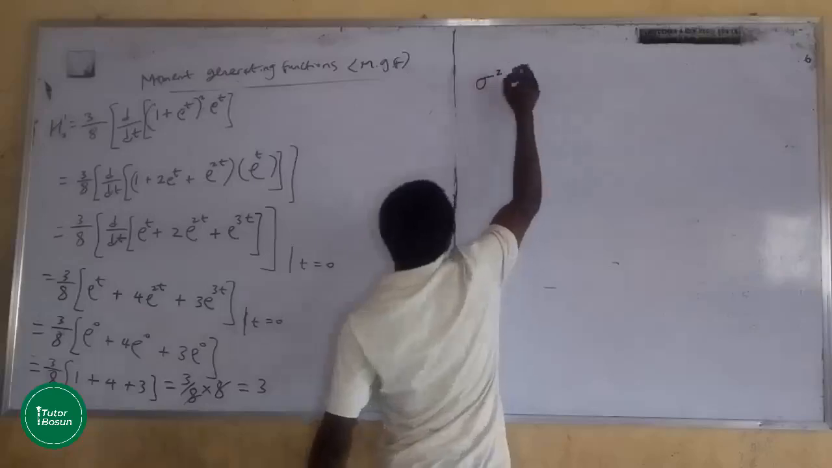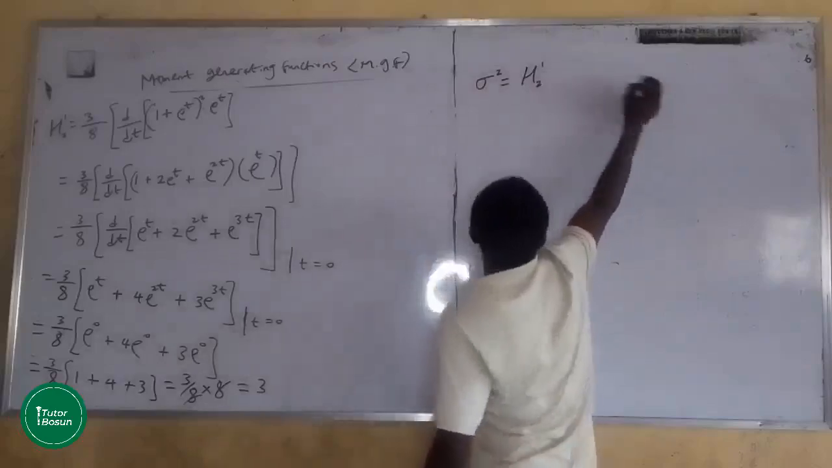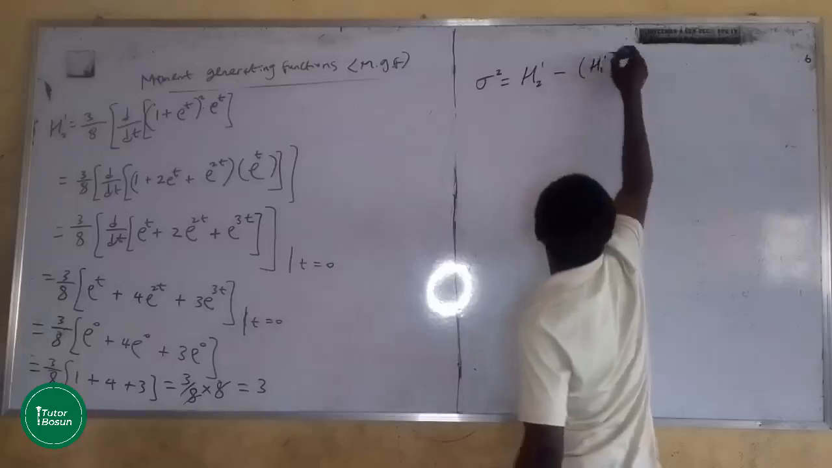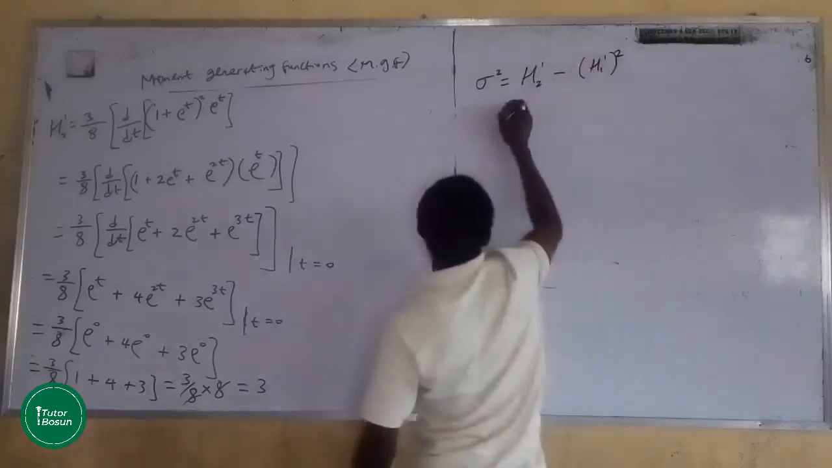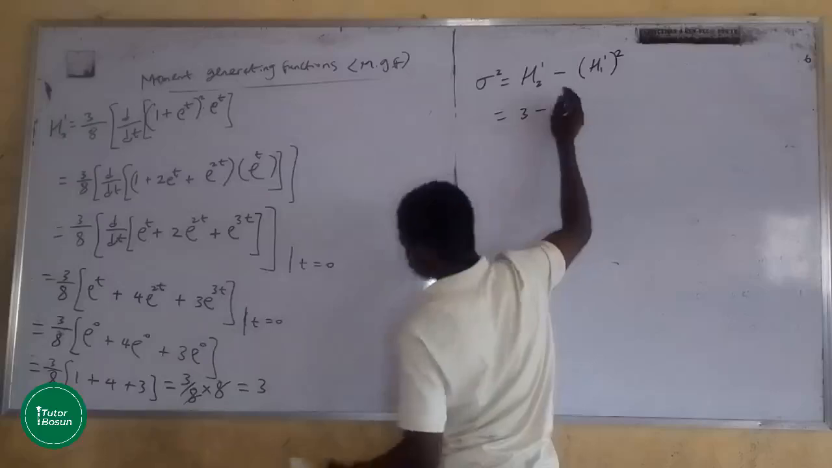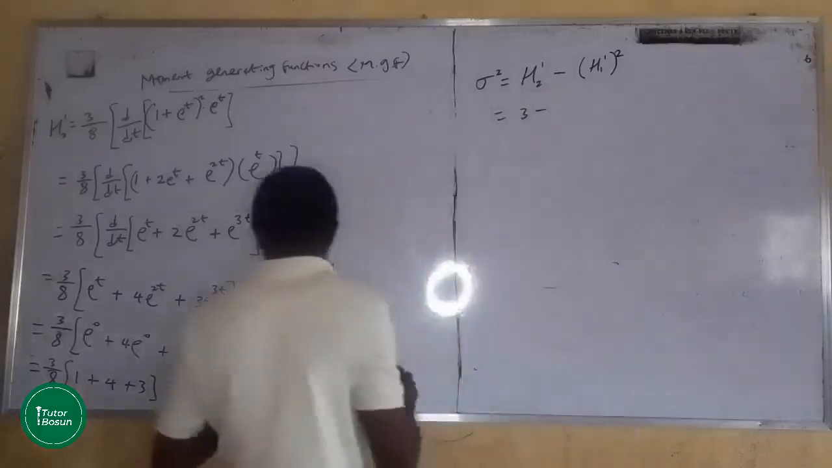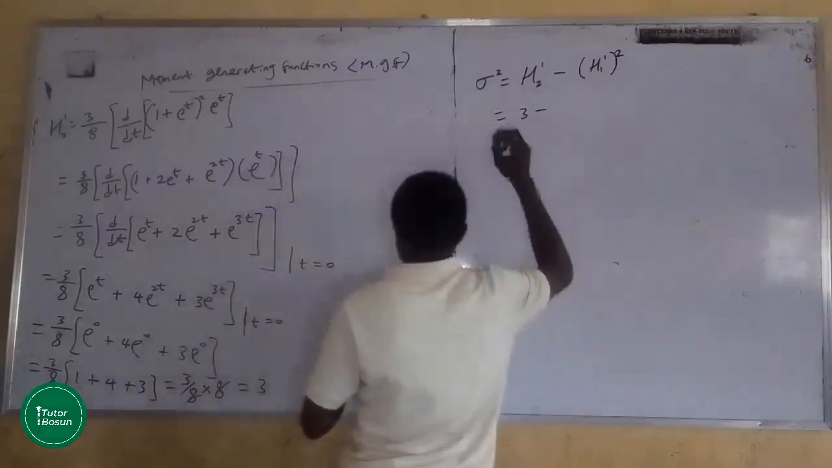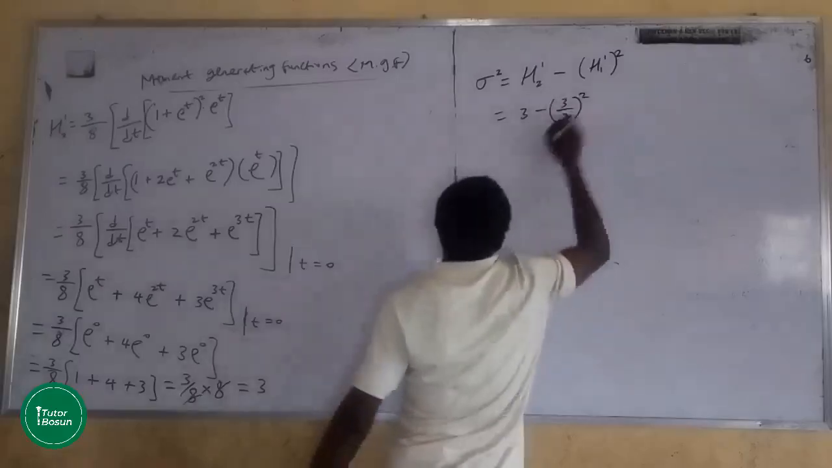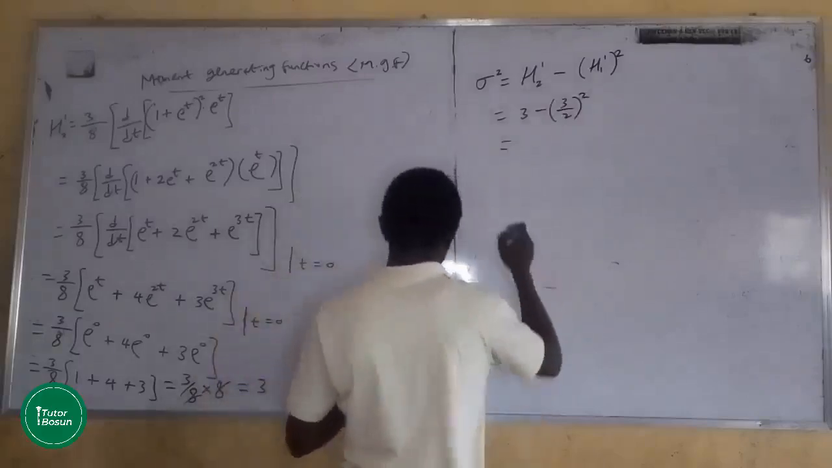So we recall sigma squared is equal to second moment minus first moment squared. And second moment is 3. Our first moment is 3 over 2. That's 3 over 2 squared. 3 minus 3 over 2 all squared. And we do that very well.